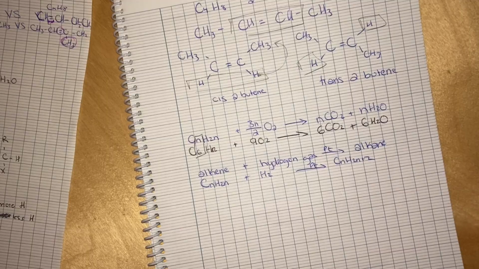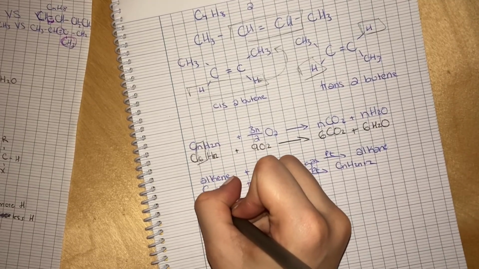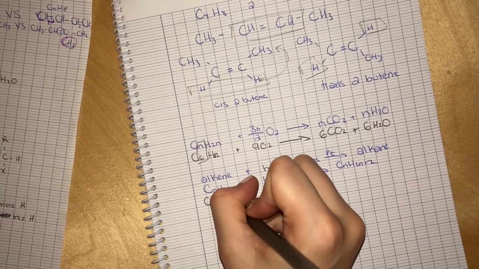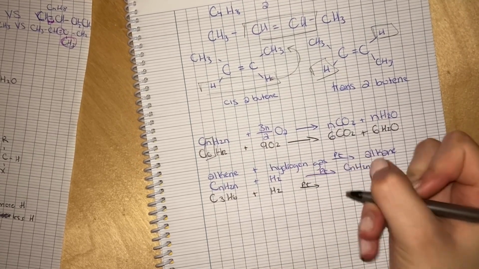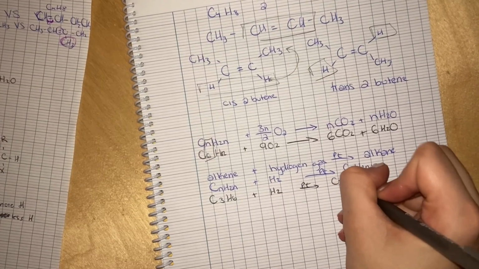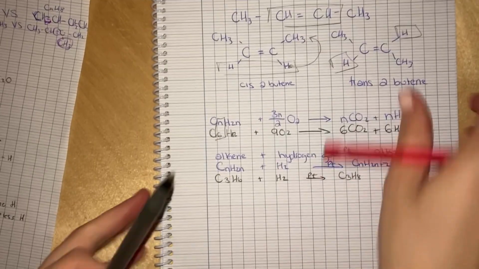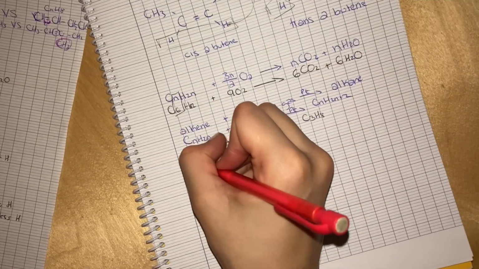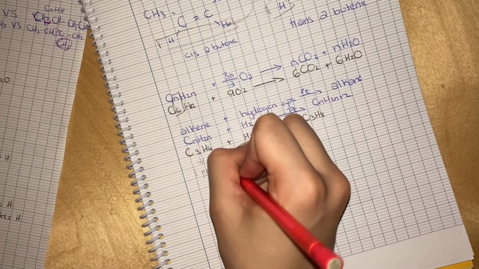Let me actually draw this out for you. That should make it easier to understand. So let's take, for example, C3H6 plus H2, in the presence of platinum, gives C3H8. So for now, we're just gonna assume that this is one propene, okay? Just to make it easy on ourselves.